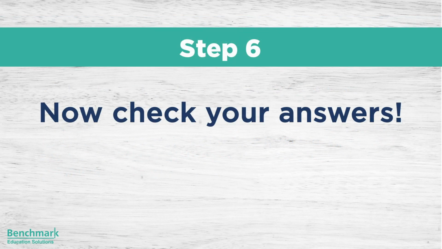Finally, here's step 6. Now check your answers. And congratulations, you finished the test. If you have time, go back and check your answers. OET Reading Part A scoring is based on 1 point for each correct answer. If you skipped any questions, go back and write in a possible answer even if you're not sure. That's better than giving no answer, which wouldn't earn you any points.